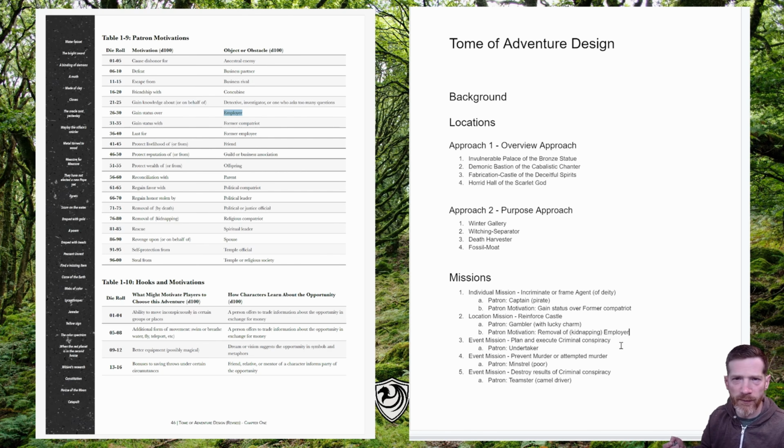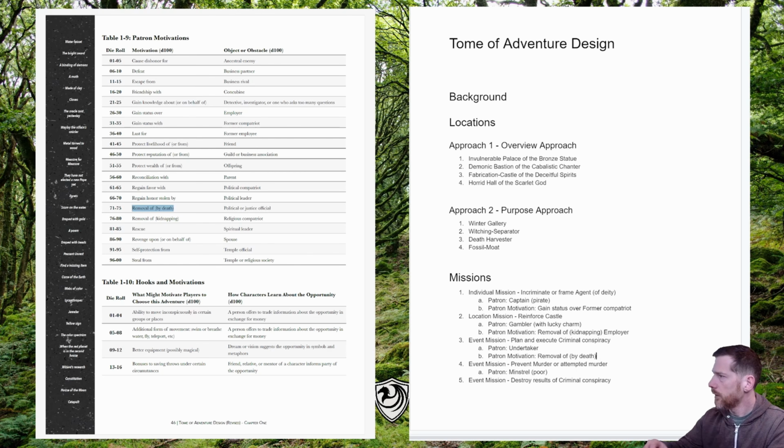I have some ideas of how that might work, but again, that's the fun of this, because I would not have thought of this combination of motivations and patrons and missions, right? Okay, up next. The Undertaker wants us to remove by death a parent. One of his parents. Wow. This guy's not playing around, eh? All right, let's find out the motivation for our poor minstrel. 50 is the first roll, so protect reputation of or from parent. All right.